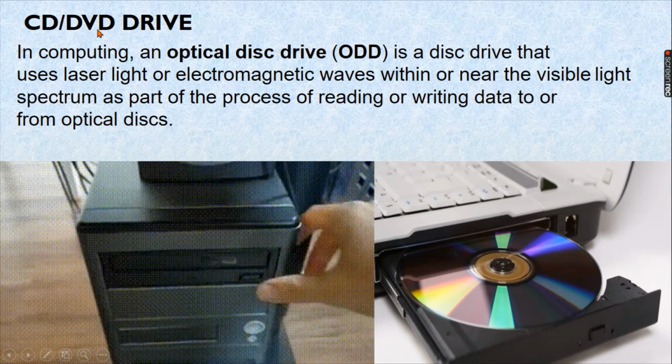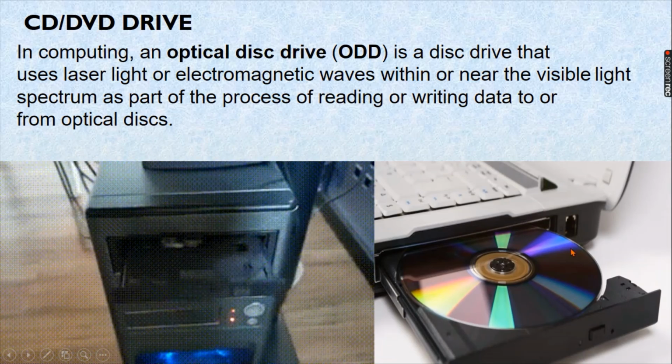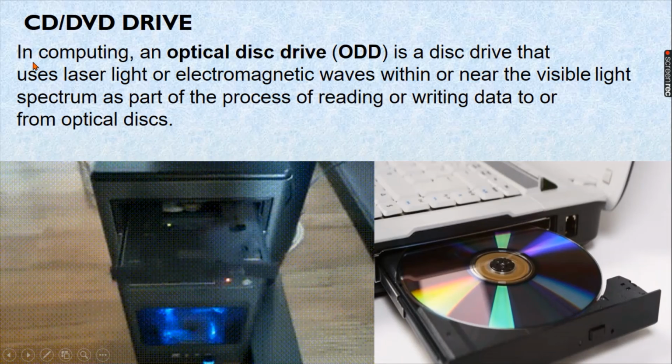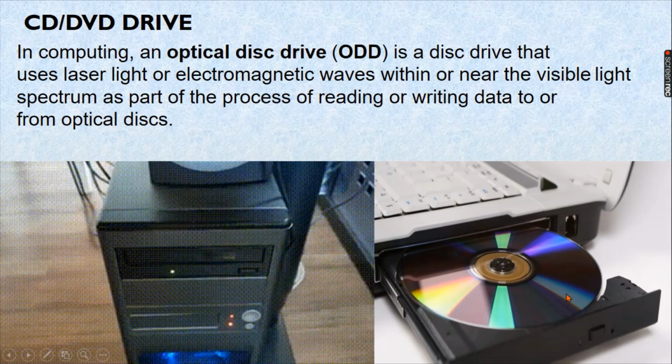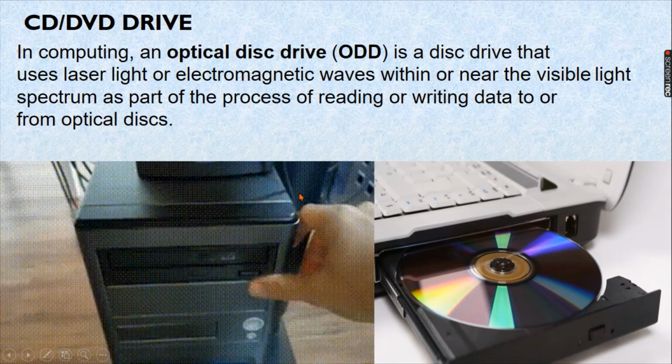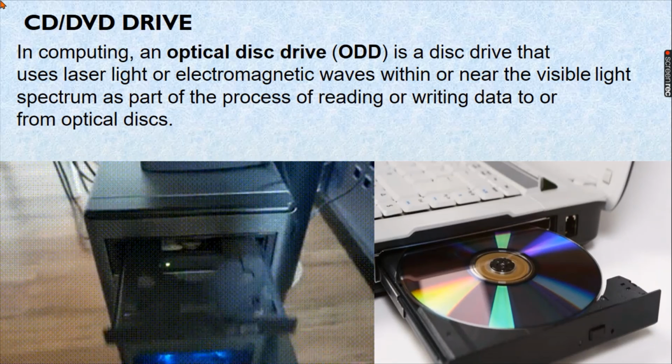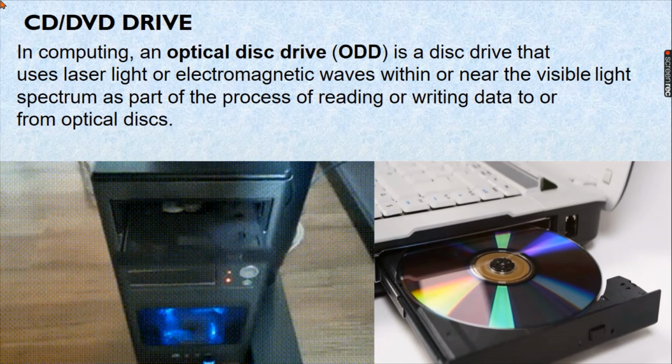DVD is also called digital video disc. It has a higher storage capacity as compared to CD. So both are used for storing data, and this one is called the secondary memory.